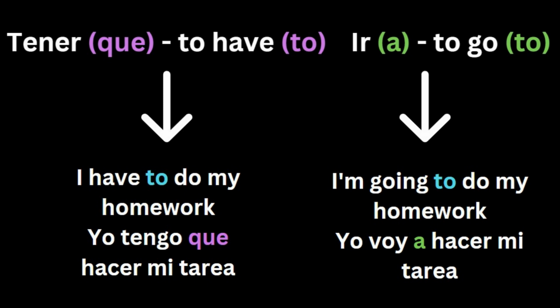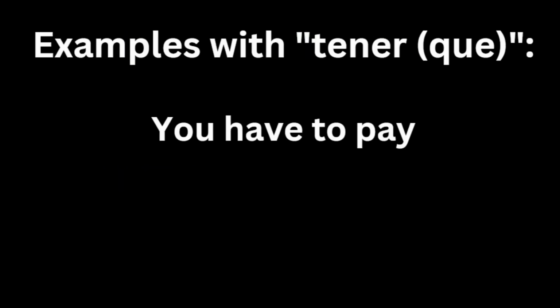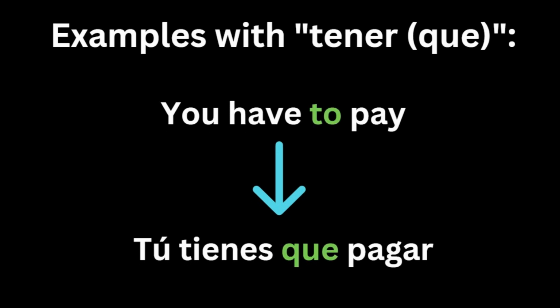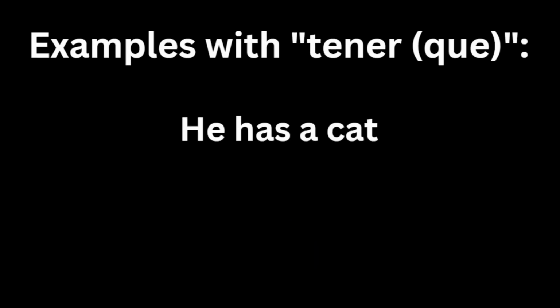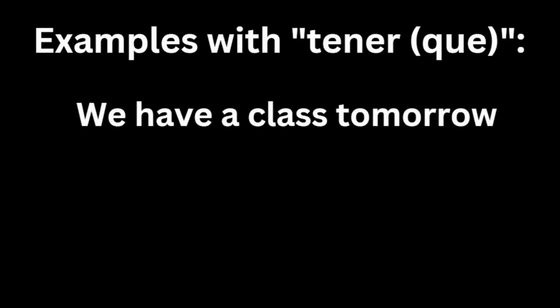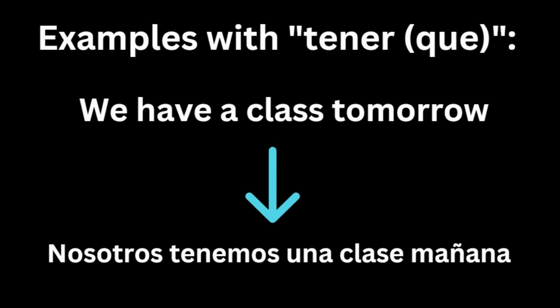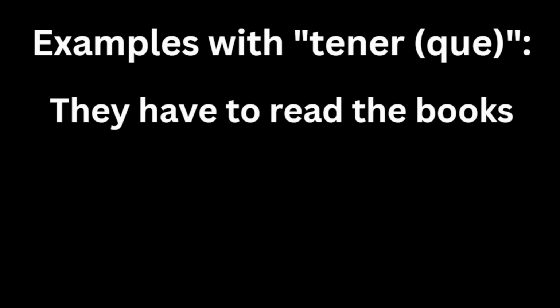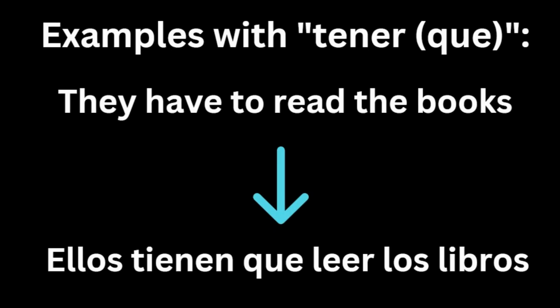Just know that if you see que after a conjugation of tener, it means "to have to." And if you see an a after a conjugation of ir, it means "to go to." If you want to say a sentence like "you have to pay," you will say tú tienes que pagar, using the que preposition. If you want to say "he has a cat," you will say él tiene un gato, without adding the preposition que. If you want to say "we have a class tomorrow," you'll say nosotros tenemos una clase mañana. If you want to say "they have to read the books," you'll say ellos tienen que leer los libros.